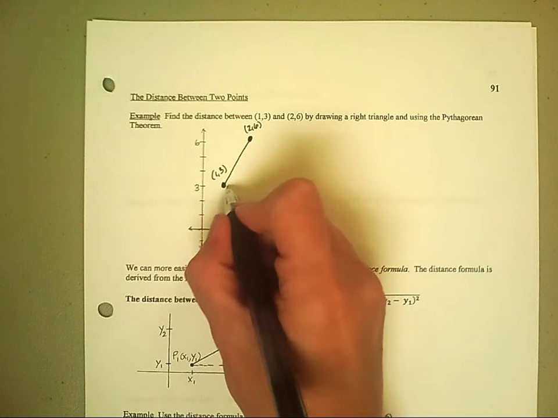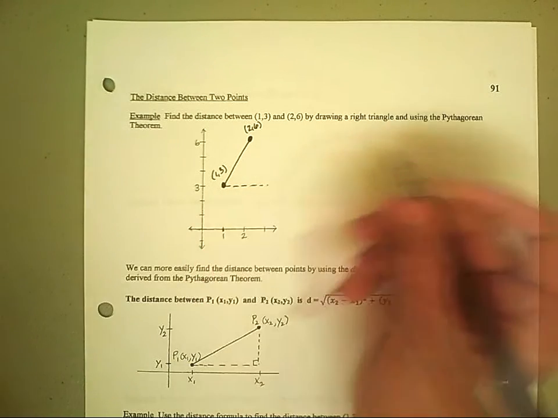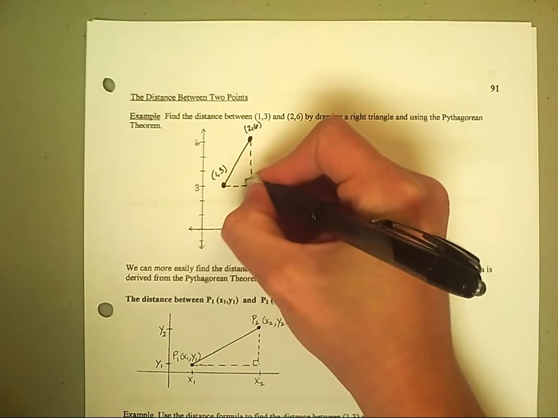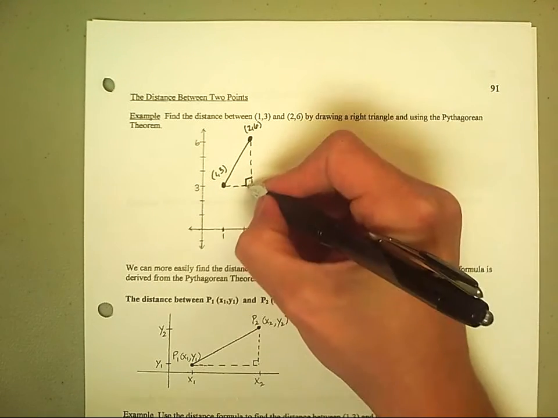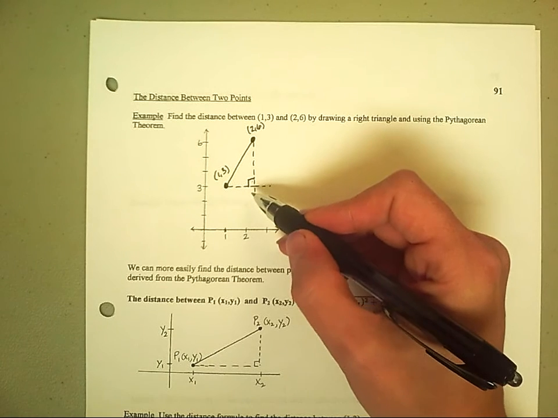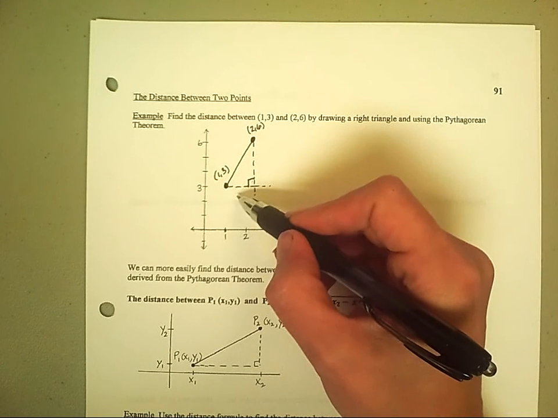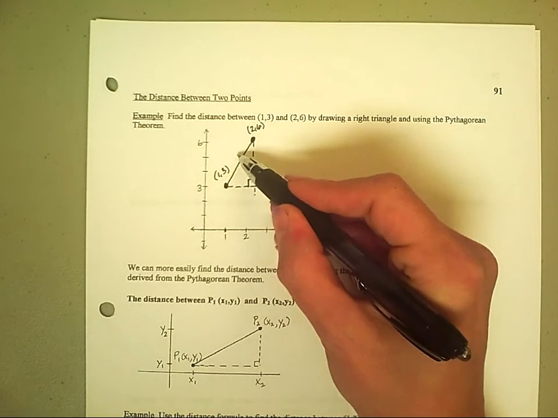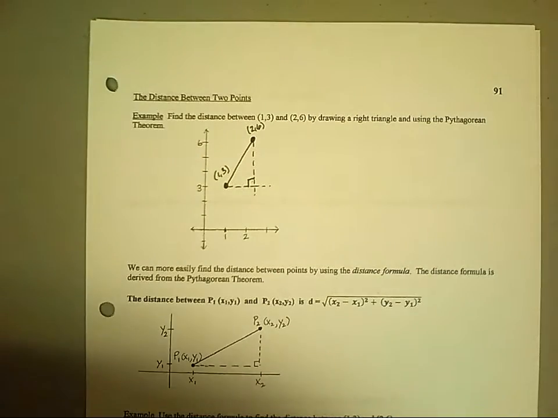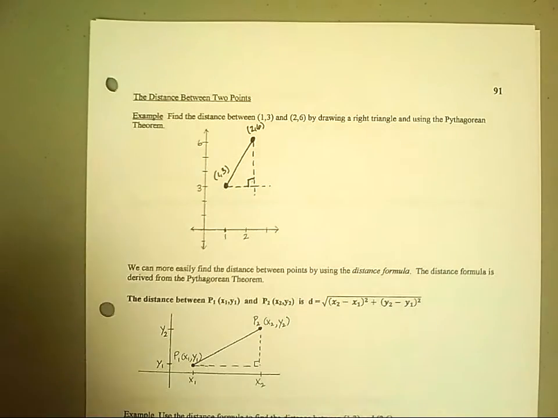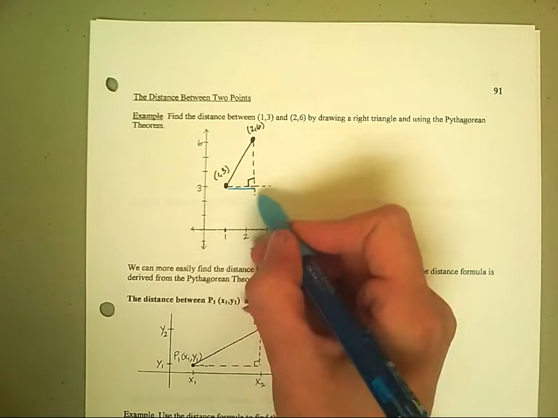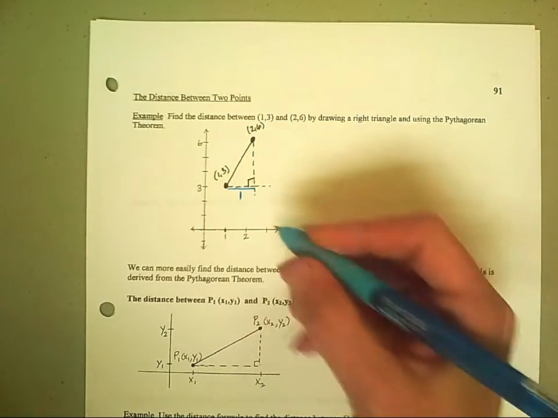So notice, if I extend the horizontal line this way and a vertical line down, when I do that, I've formed a triangle, and specifically it's a right triangle. So specifically, if I knew this side and this side, I could determine this one using the Pythagorean theorem. So let's find out that distance. How far is it, what is the length of this side? Well, I move from 1 to 2, so the length of this side is just 1.